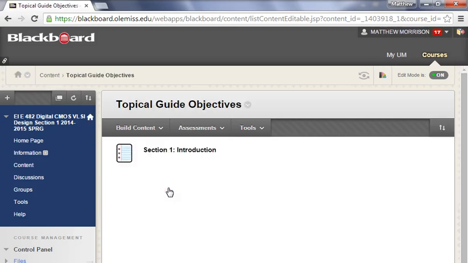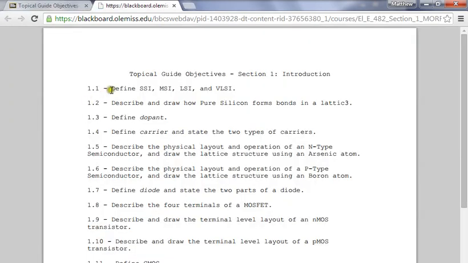But the topical guide objectives, we go to section one. I'm finishing up the course. But section 1.1 is going to correlate directly to what's in the lecture. This is done so that way you can study and build up the fundamentals that you will need to do more complex problems that you will need to do on an exam.